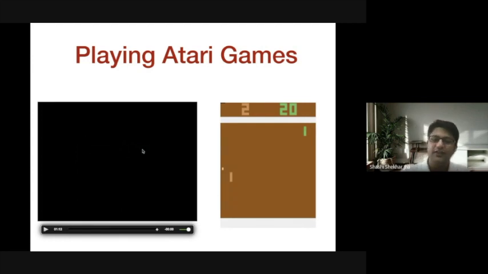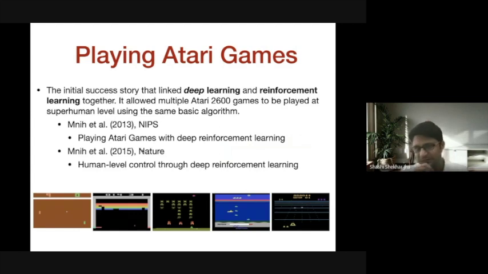Okay. So with this, these people, Mnih et al., right? So many people were involved. I think there were some 10, 12 researchers involved. They came up with the first paper, and the paper was published in Neural Information Processing Systems, NIPS, a flagship conference in artificial intelligence. So in 2013, they came up with this paper called Playing Atari with Deep Reinforcement Learning. And this was the initial success story that linked deep learning and reinforcement learning together.